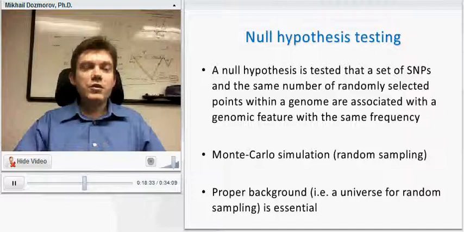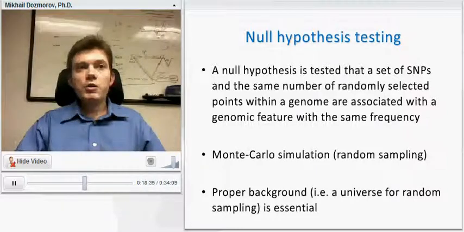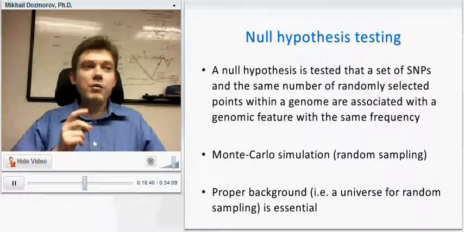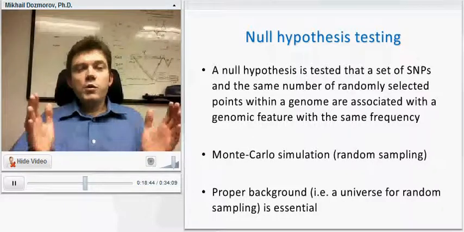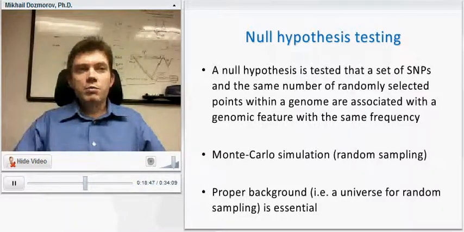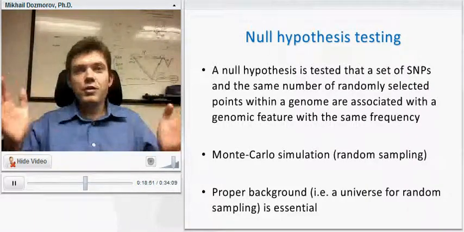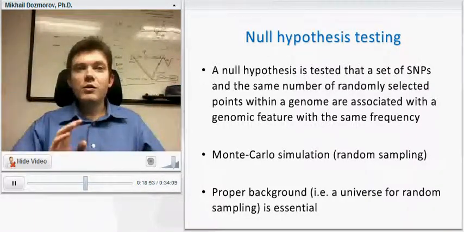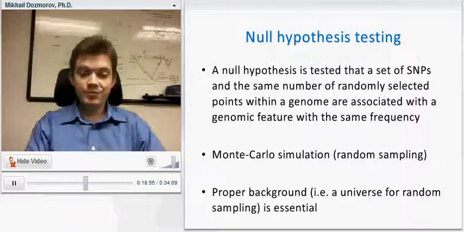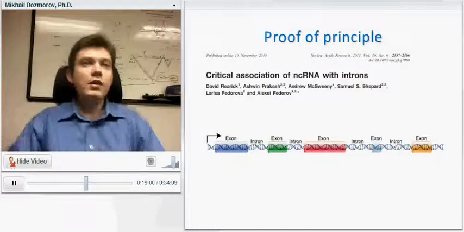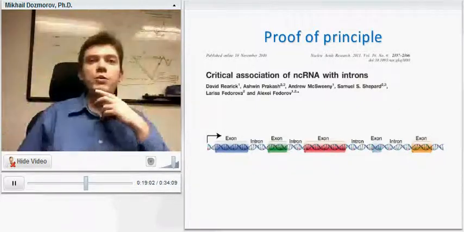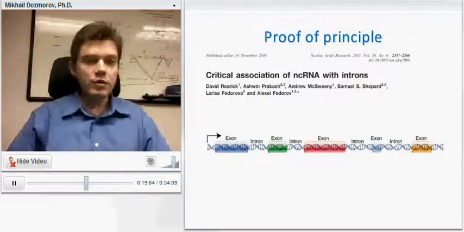To test this, we perform Monte Carlo simulation, or random sampling, in other words. A proper background, in other words a universe from which we perform the random sample, is very essential. By default, our universe is the whole genome, but this situation may change, and this is described in Genome Runner's tutorial. Let's have a look at a proof of principle, what Genome Runner can tell us.